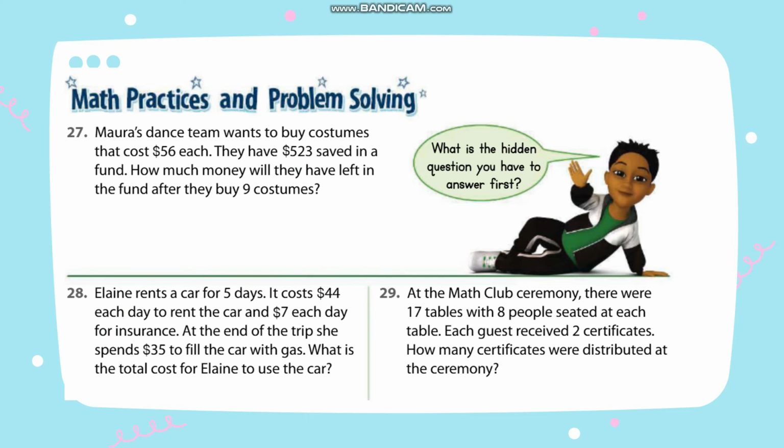So what we're going to do is we need to multiply 56 multiplied by 9. So 9 multiplied by 6 is 54, regroup 5. 9 times 5 is 45 plus 5 is 50. So in order to find out how much money they will have left in the fund, we need to subtract 523, which is their savings, minus 504.